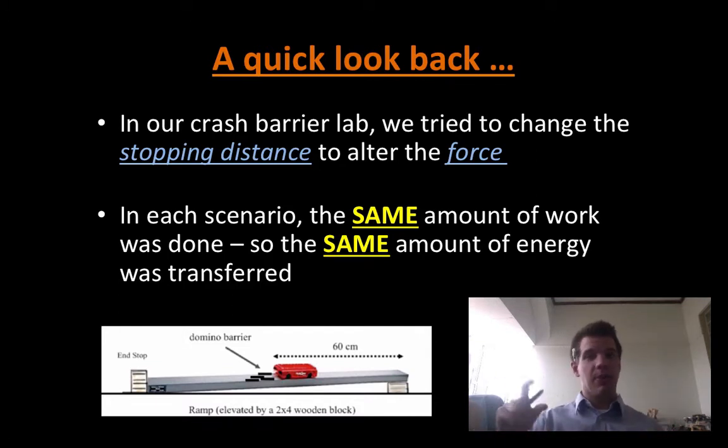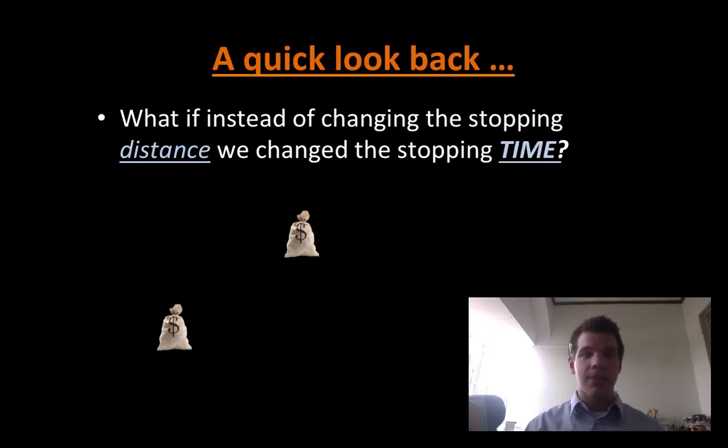This car was the same, the ramp height was the same, everything was the same, and so we transferred the same amount of energy. The question is, if instead of changing the distance over which the car was stopped, we instead just changed the time that that stopping occurred.